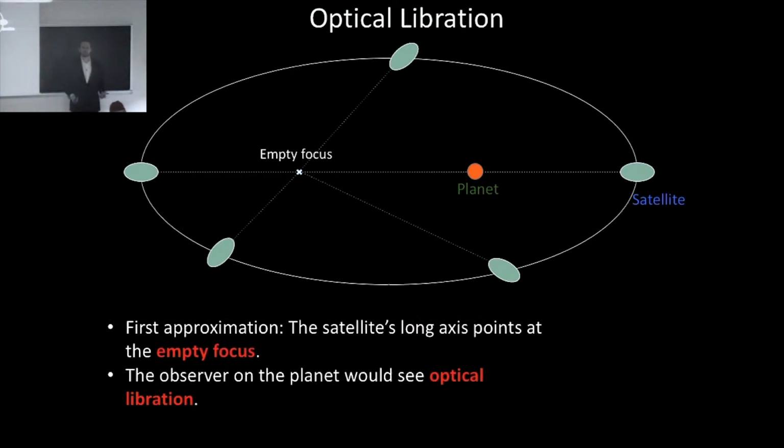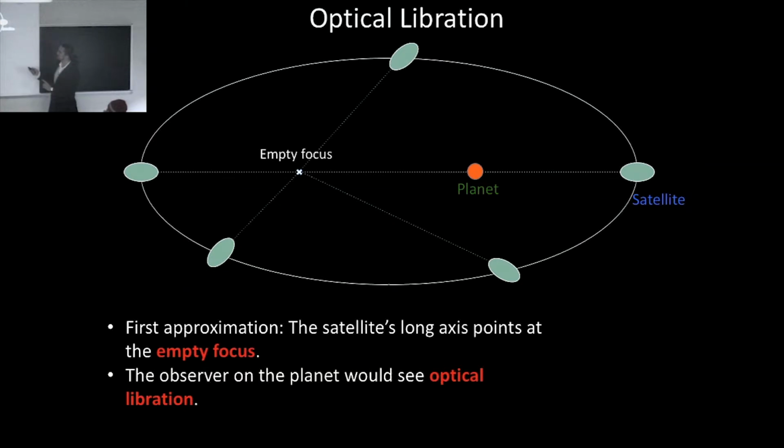So how does the libration work? Just a quick explanation. For moons that are in synchronous rotation, so they're showing the same face of the planet, when they're on an eccentric orbit, they don't really show the same face to the planet. They actually, as they orbit, face the empty focus of their orbit. That's the first approximation.